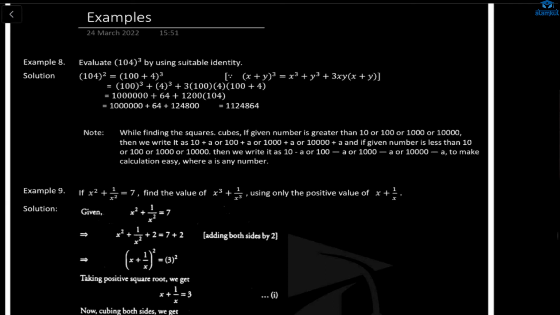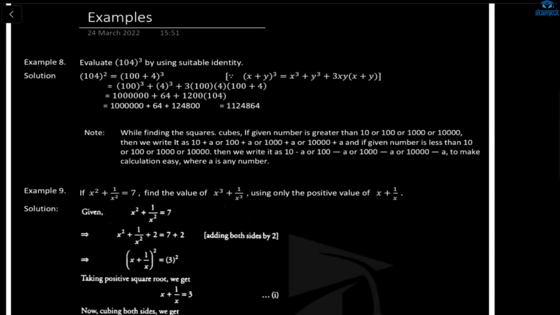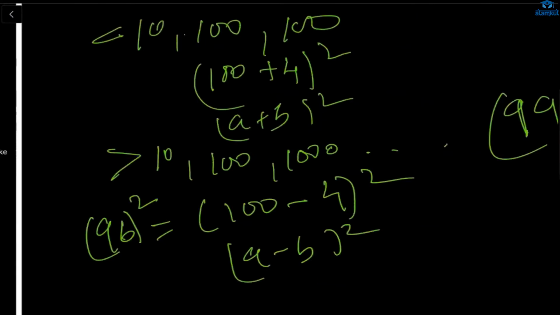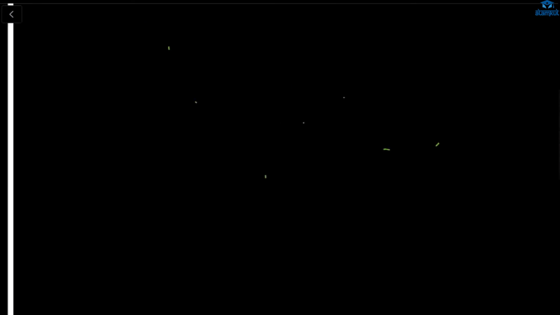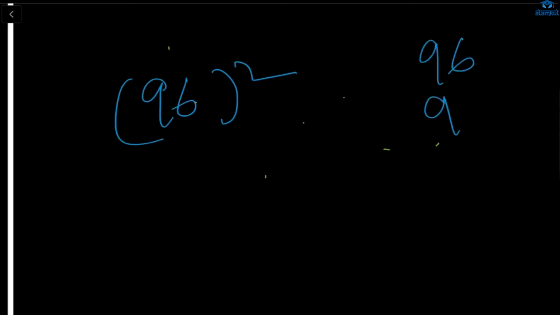Now you will see a question like: evaluate 104 whole cube by using a suitable identity. One common thing I would like to tell you first. If I ask you to calculate the value of 96 whole square, how are you going to calculate? Are you going to multiply 96 by 96 and get the value, or are you going to use any identity here?